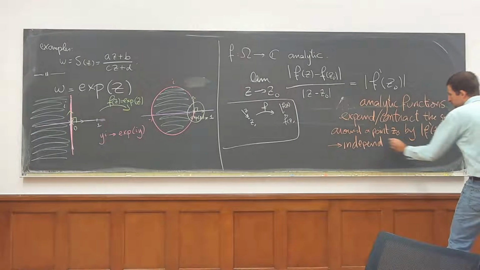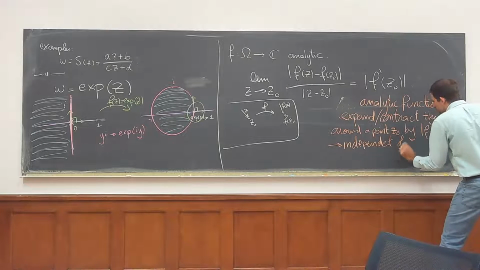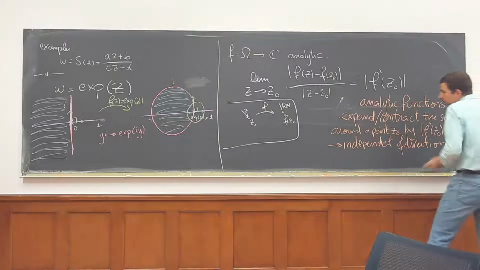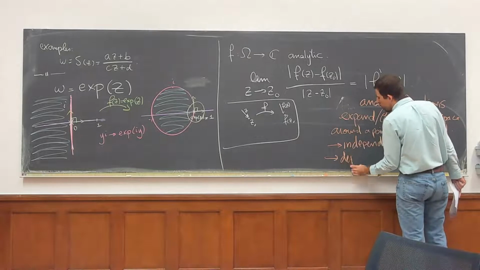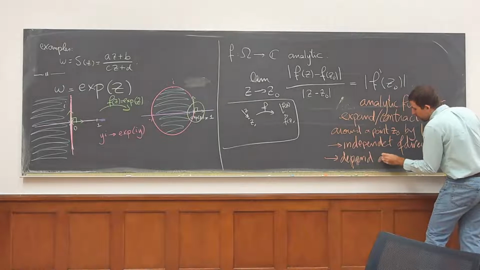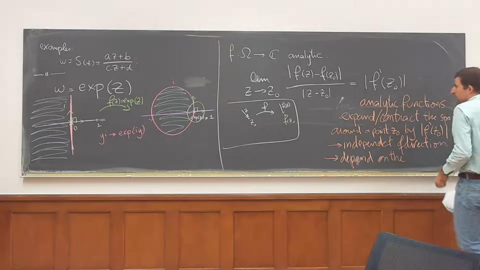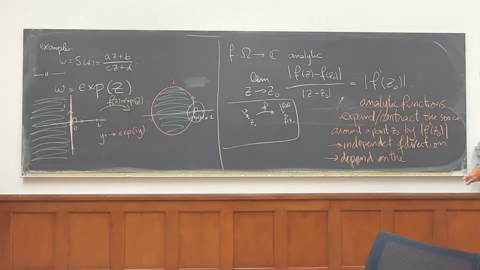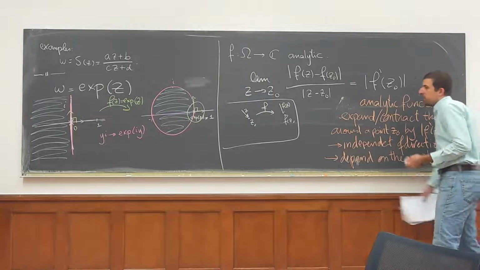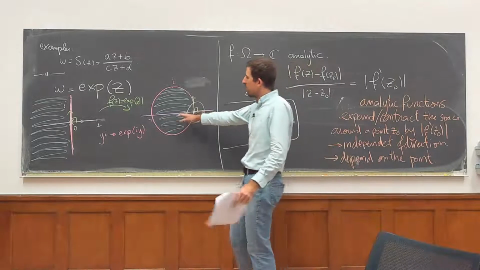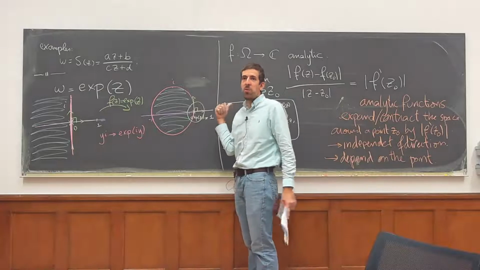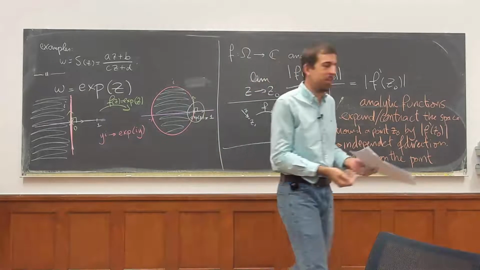Independent of direction, but it might depend on the point, right? At different points, it will shrink and expand space differently, of course. Again, this is very easy to see here, because the exponential definitely expands space a lot more once you're far away from zero than when you're very close to zero.